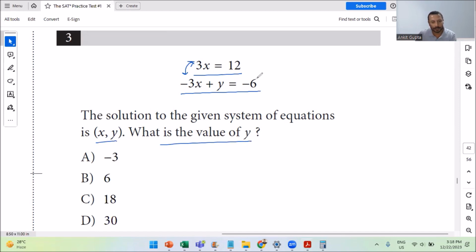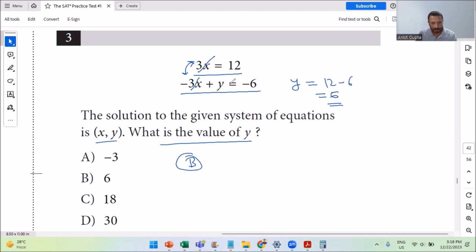Now it is a pretty simple equation because 3x is repeated in both of them with opposite signs. So we can just add both of them. 3x will cancel out and y will become 12 minus 6 and will be equal to 6. So answer will be option number B.